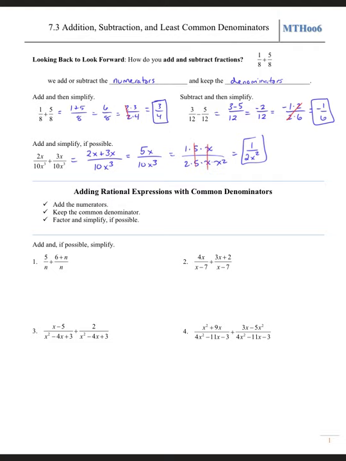So let's see, which one should we do together? Oh, I think they're all pretty much the same idea. Let's go ahead and look at number 3. Just like we did in the first part, you're going to add the numerators. So we have x minus 5 plus 2, and keep the denominator, x squared minus 4x plus 3. Then we need to simplify. So x minus 5 plus 2 would be x minus 3. And then we can change this denominator.